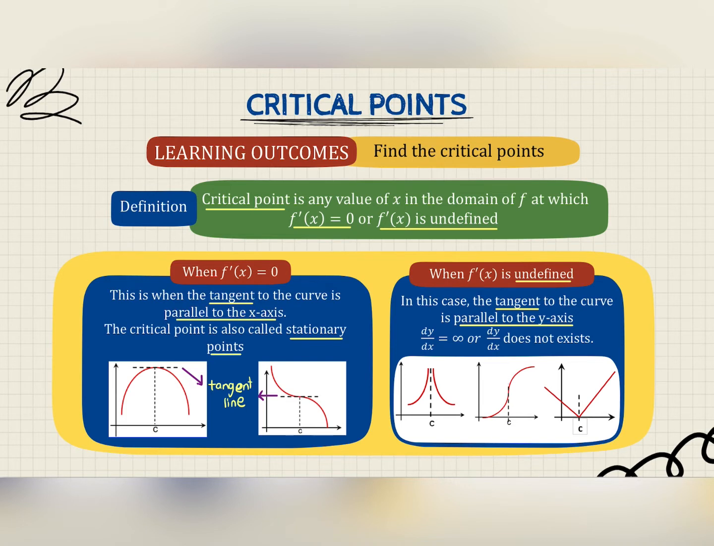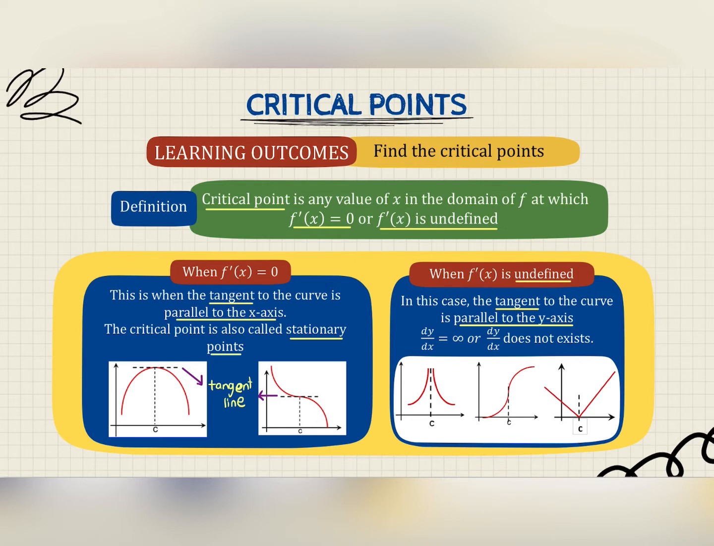Okay, now the other condition is f prime x is undefined. So in this case, the tangent is parallel to the y-axis. Okay, tadi parallel to x-axis, maksudnya dia melintang macam ni. Okay, now if our tangent is parallel to the y-axis, maksudnya dia menegak macam ni. Okay, that is when f prime x is undefined. Okay, so bila dia berlaku, either dy dx equals to infinity or it does not exist at all lah. So kalau kita nampak graph tu, kita boleh lukis tegak macam ni kan. So that means dia punya f prime x will be undefined.